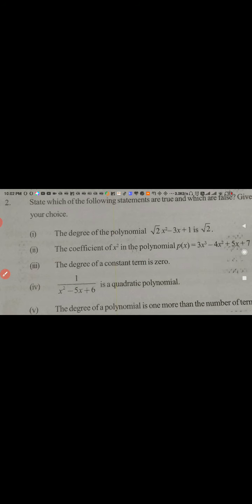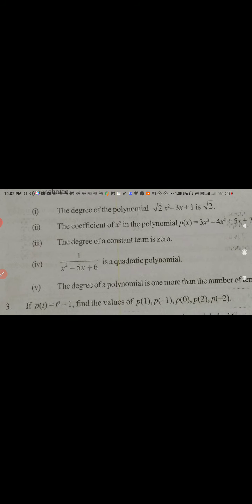Okay. Now fourth question. 1 by x square minus 5x plus 6 is a quadratic polynomial. X square minus 5x plus 6 is a quadratic polynomial, no doubt of it. But here the reciprocal is given. Hence it is not a polynomial.